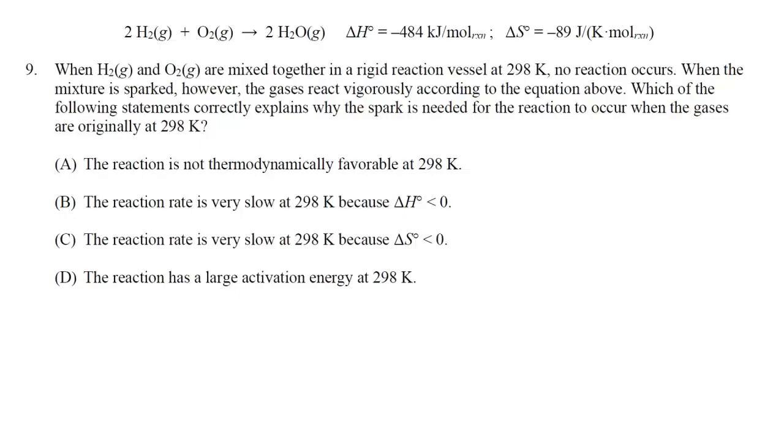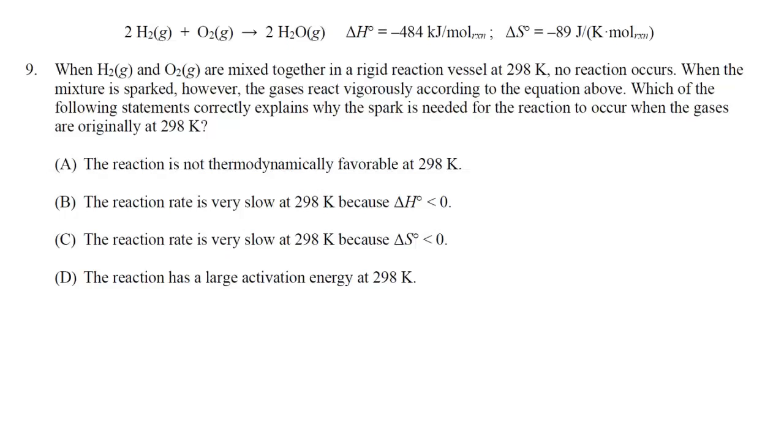We are given a balanced chemical equation involving 2 moles of hydrogen gas reacting with 1 mole of oxygen gas to produce 2 moles of water vapor. We are given that the sign of delta H is negative. It's negative 484 kilojoules per mole of reaction. And we're also given that the sign of delta S is negative. It's negative 89 joules per Kelvin mole of reaction. And question 9 says the following. When hydrogen gas and oxygen gas are mixed together in a rigid reaction vessel at 298 Kelvin, no reaction occurs.